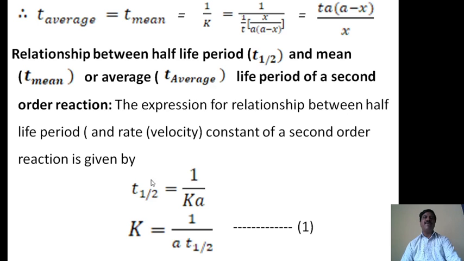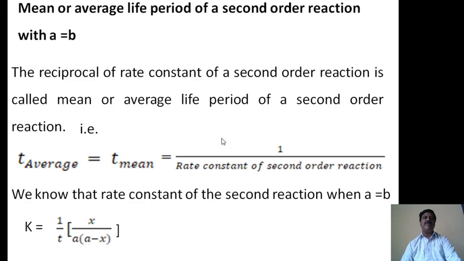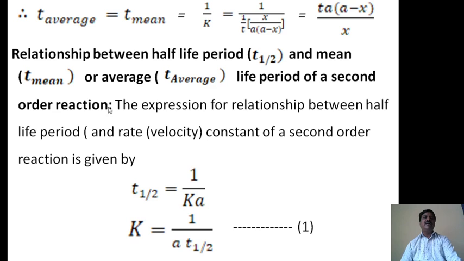Now substitute this value here. Therefore, t average or t mean is equal to 1/k, which is, taking the reciprocal, 1 divided by (1/t × x/(a(a − x))). This can be written as t × a(a − x)/x. Therefore, in this expression, t average or t mean is equal to t × a(a − x)/x.